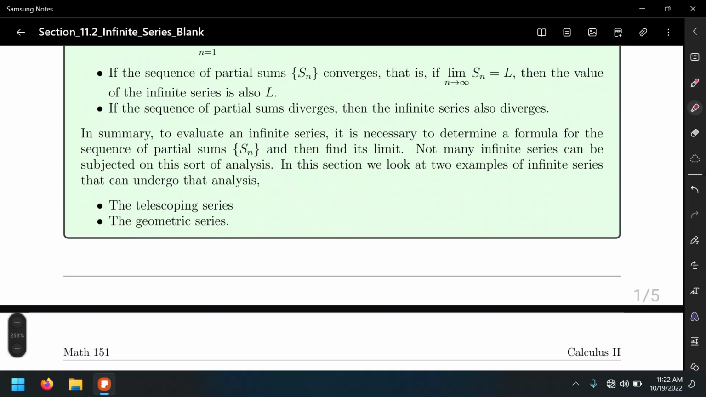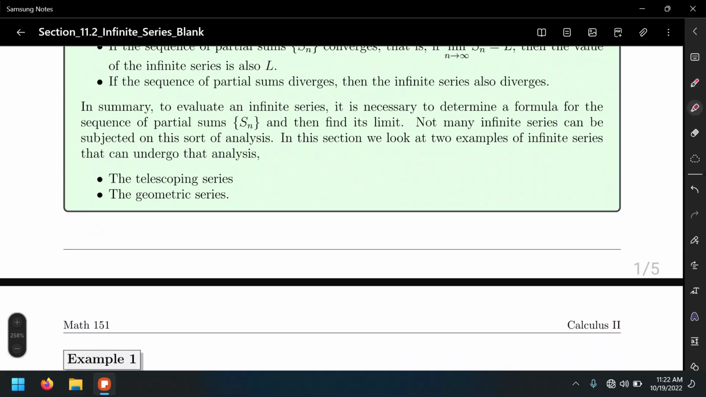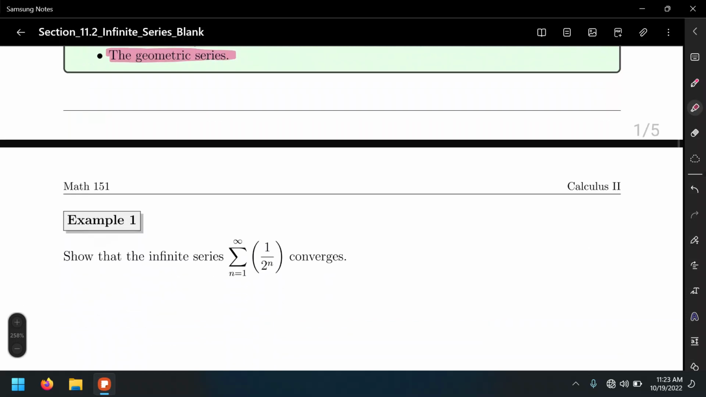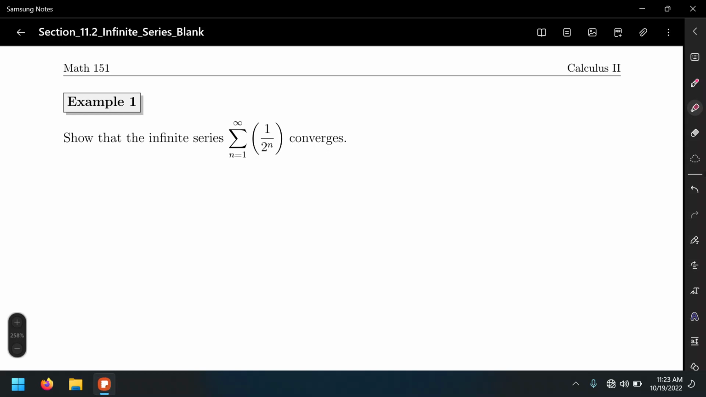And worth mentioning is that there's only two special cases of forms of series for which we can obtain that infinite sum. One of them is the telescoping series, and the other one is the geometric series, which we will describe in detail shortly. In the meantime, let's look at one example, the brute force way, if you will.